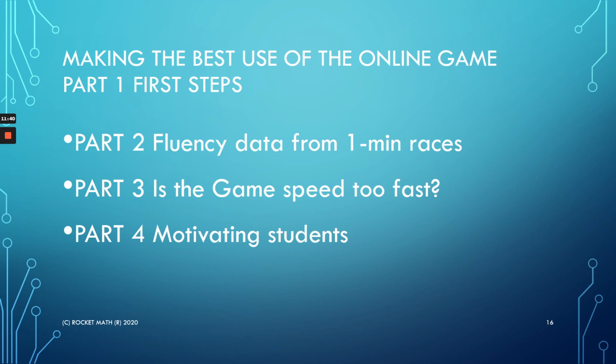So this has been part one, the first steps in making best use of the online game. Part two is about fluency data from the 1-minute races. Part three is about game speed and whether it's too fast and what to do about it. And part four is about motivating students. And you really should see all of them.